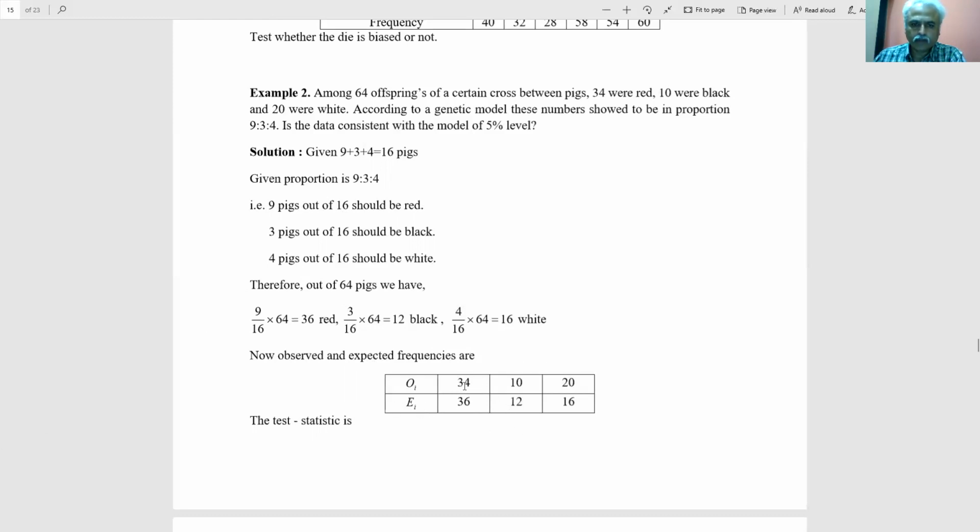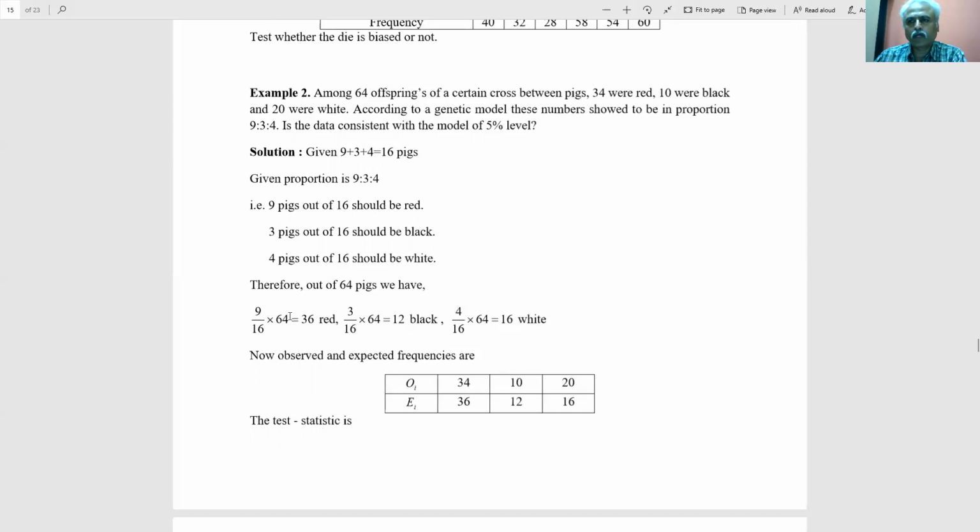Observed frequencies, red, black, white, 34, 10, 20. So both we calculated for 64. Given theoretical was for out of 16, but we converted the data for out of 64 picks, just like we convert out of 100. If at all you want to convert out of 100, you would multiply by 100, that is percentage.